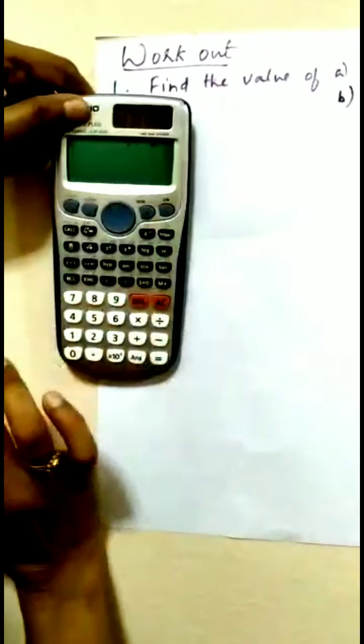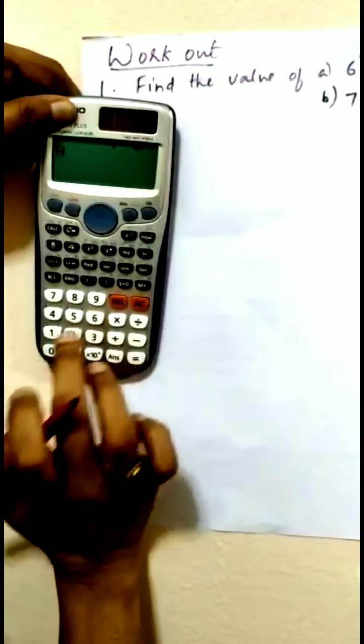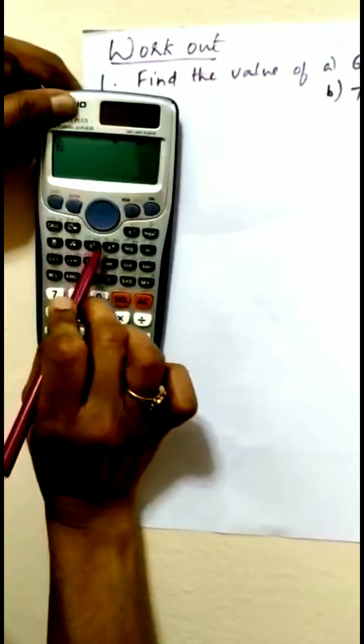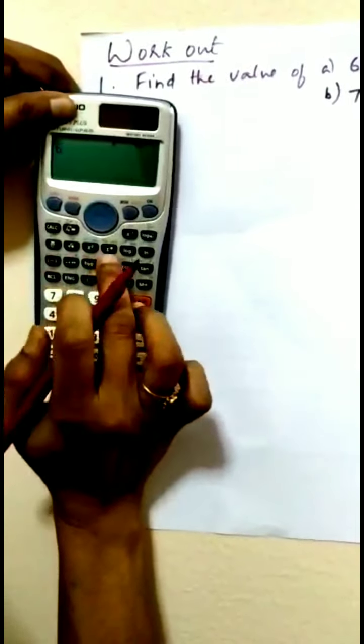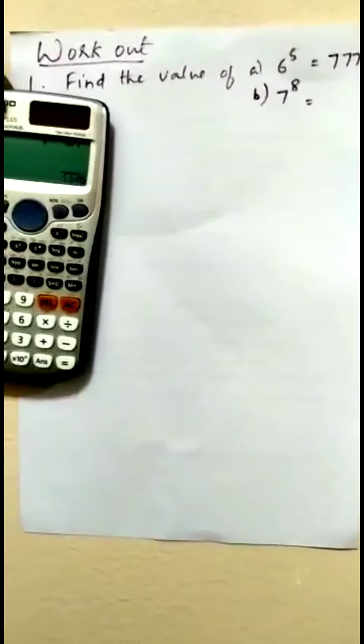Press the on button and type 6, the base, first. Here in the first row, the fourth button is the raised-to-power button, you can see. Press that button and type the power 5. Put equal, you are getting 7776. So any number we can type like this and you will get the answer.